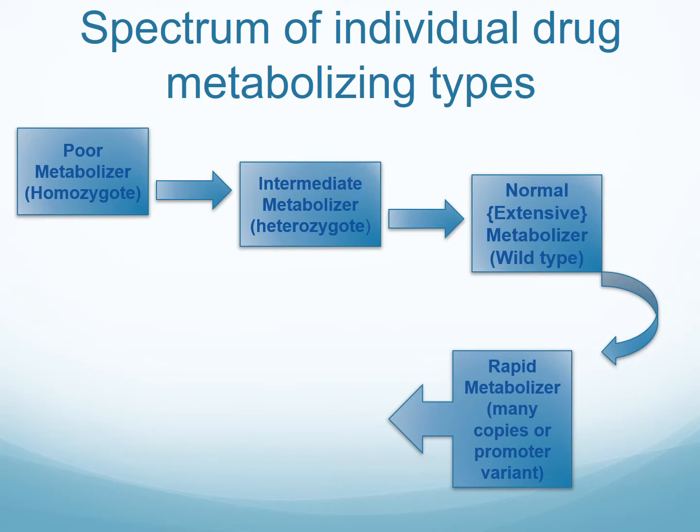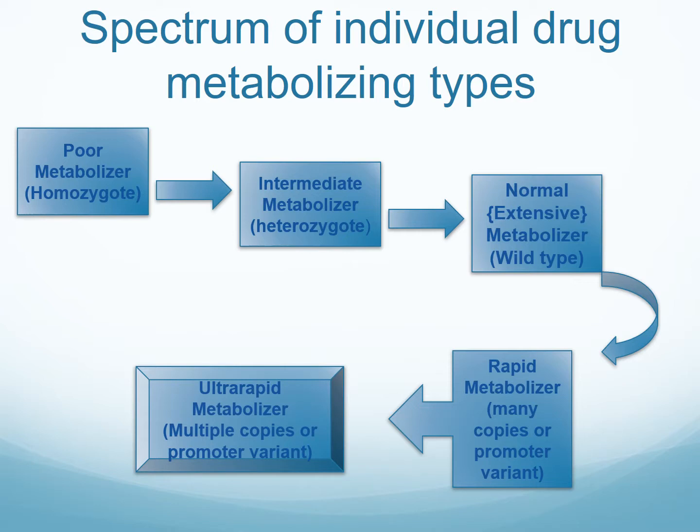The rapid metabolizer, they've got many copies of the gene. They also can have a variant in the promoter gene, which we're going to talk about. The ultra-rapid metabolizer, they've got multiple copies, and they're even more quickly going to metabolize the drug. And your patient's going to say, well, that drug absolutely did nothing. And if you think back to our graph on the earlier page, they're the ones that barely made it into the therapeutic range.